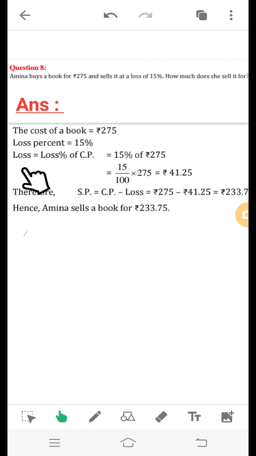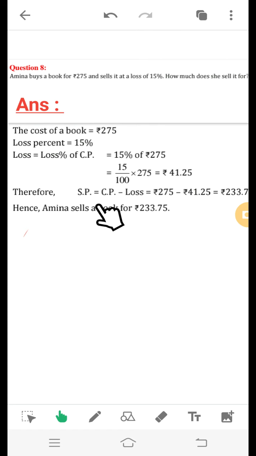Apply the formula. Loss is equal to loss percentage of CP. Loss percentage is 15%, CP rupees 275. Here 15 is in percentage form, so divide it by 100. Then multiply with 275. So our answer is rupees 41.25. That is our loss in the form of rupees.